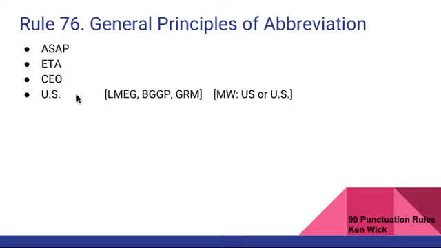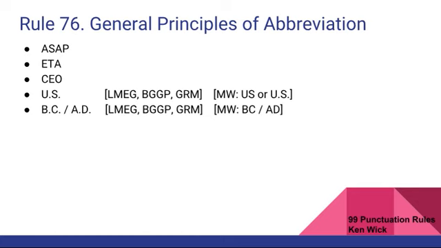So U.S. This with the periods is found in LMEG, the BGGP, and the GRM. But the current edition of the Merriam-Webster's dictionary has U.S. or US with or without the periods. So in that case, we're going to go with U.S. with the periods. BC or AD, referring to before Christ, and anno Domini. This is found in the references, but the Merriam-Webster dictionary now has this abbreviation for BC and AD without the periods.